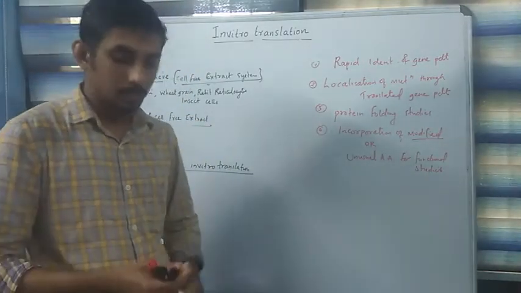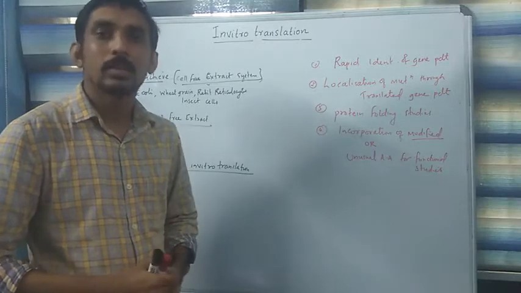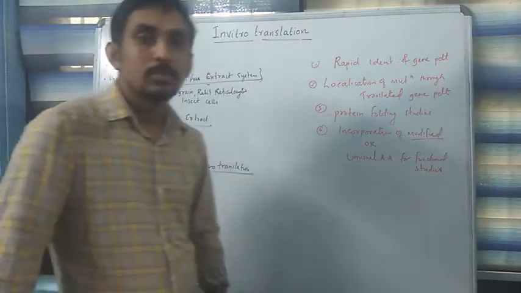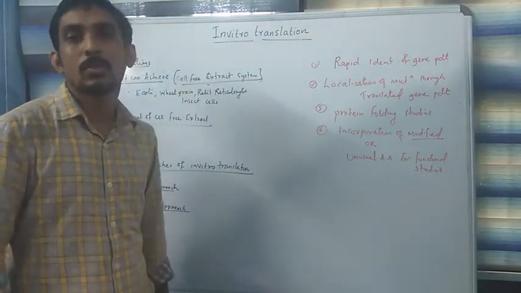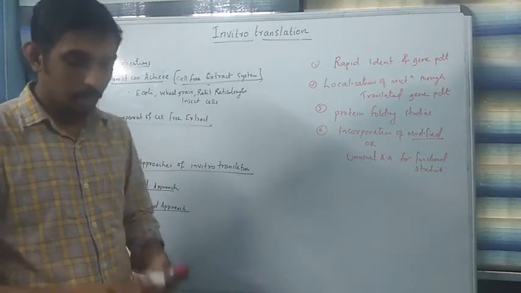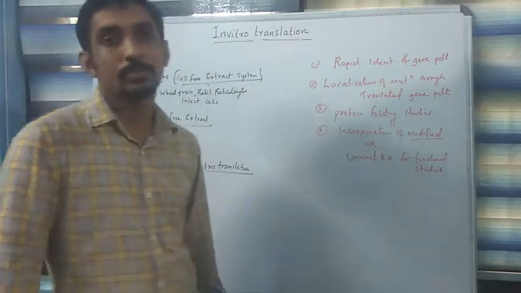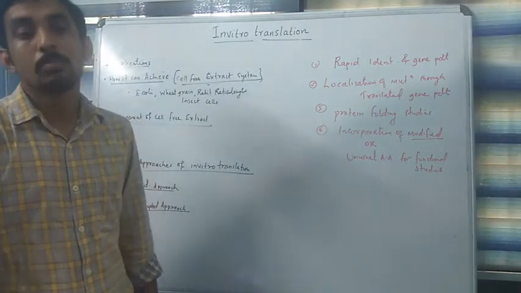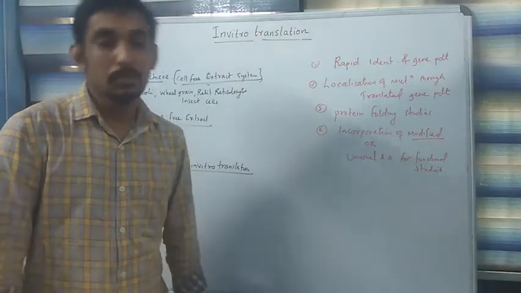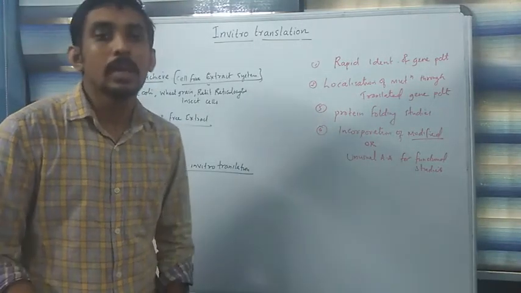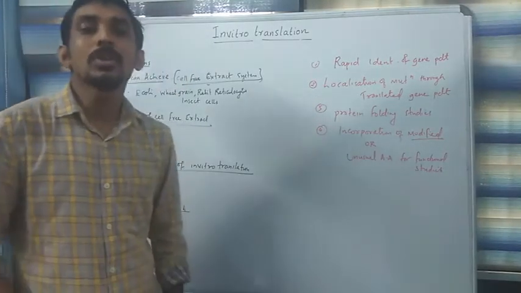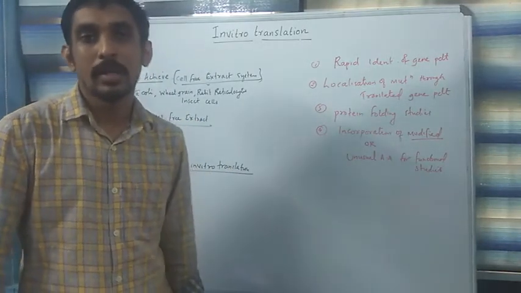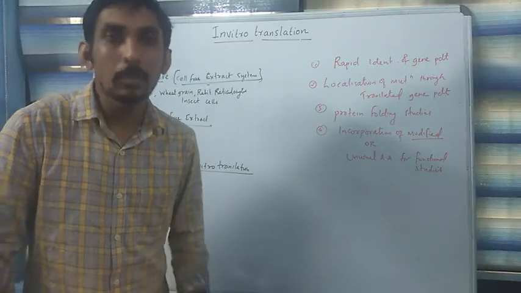In this video class, I would like to explain the topic in vitro translation. We know that the process of translation takes place in both prokaryotes and eukaryotes. Translation is the process of producing different kinds of proteins from an mRNA. Usually, protein synthesis or translation from mRNA takes place within the cytoplasm.